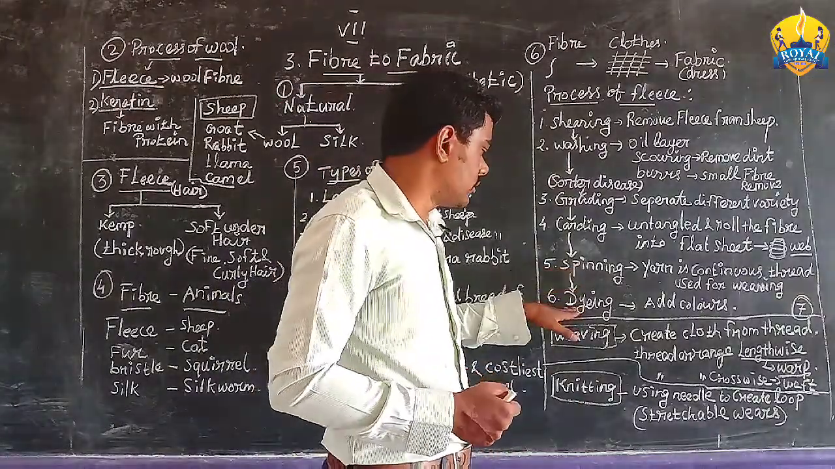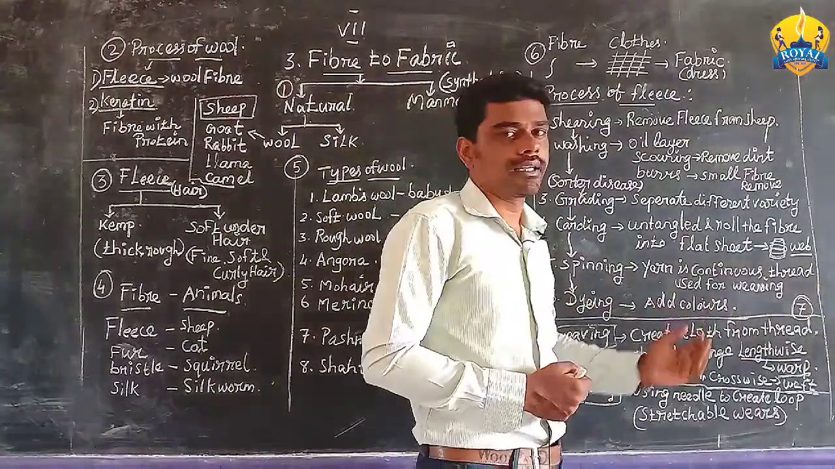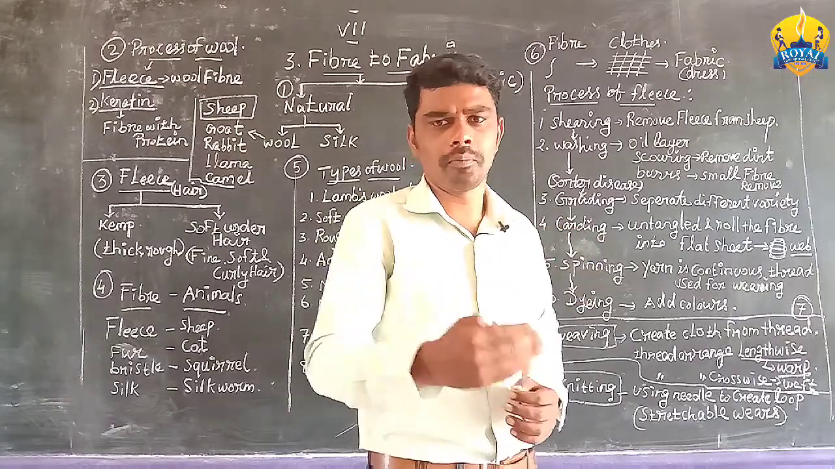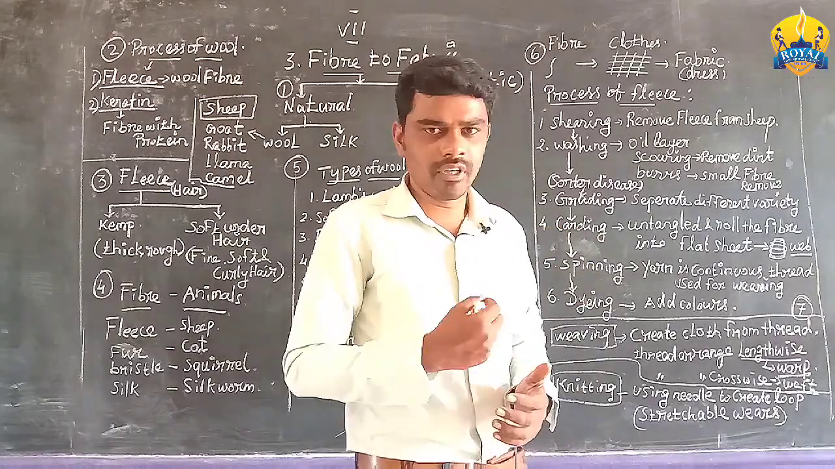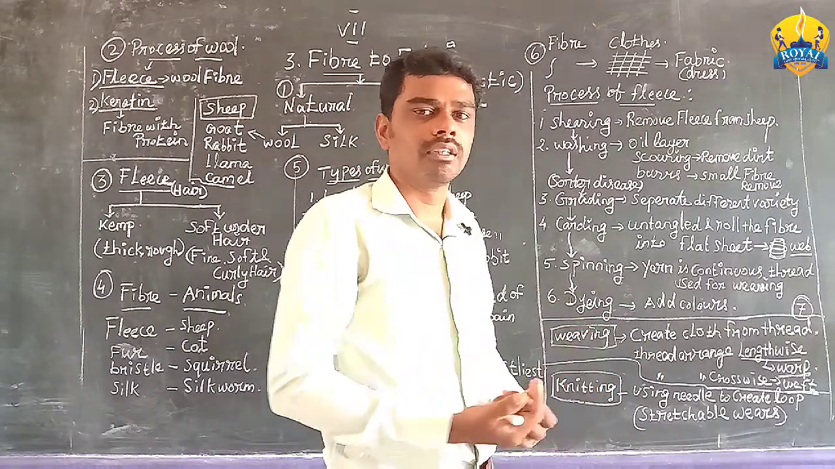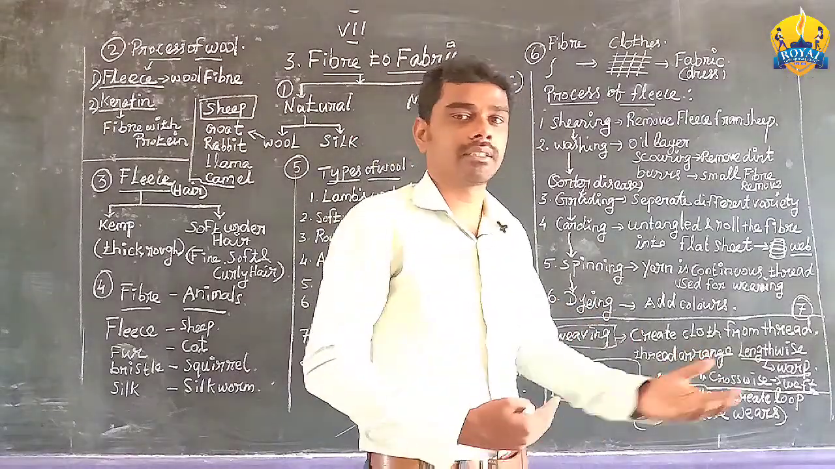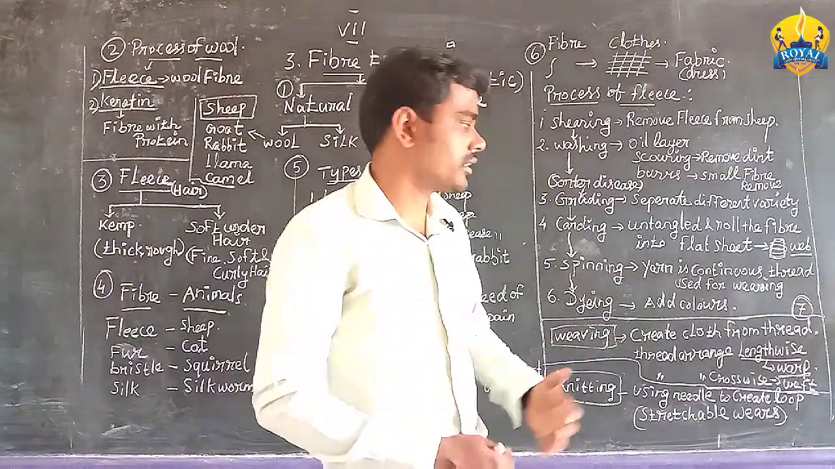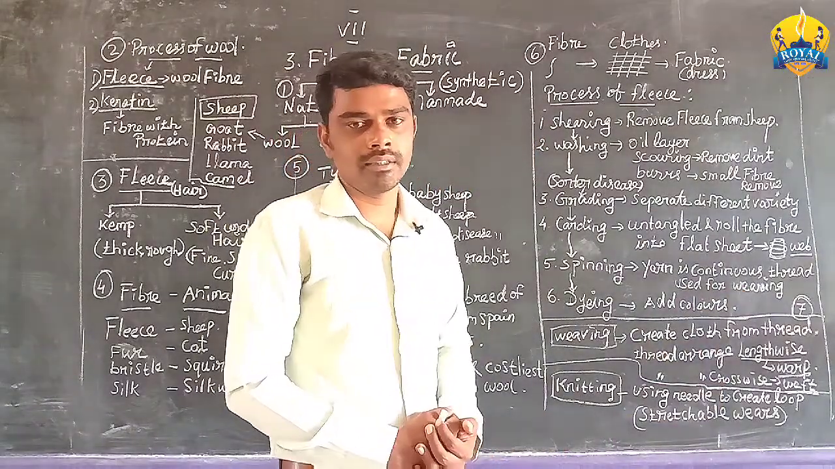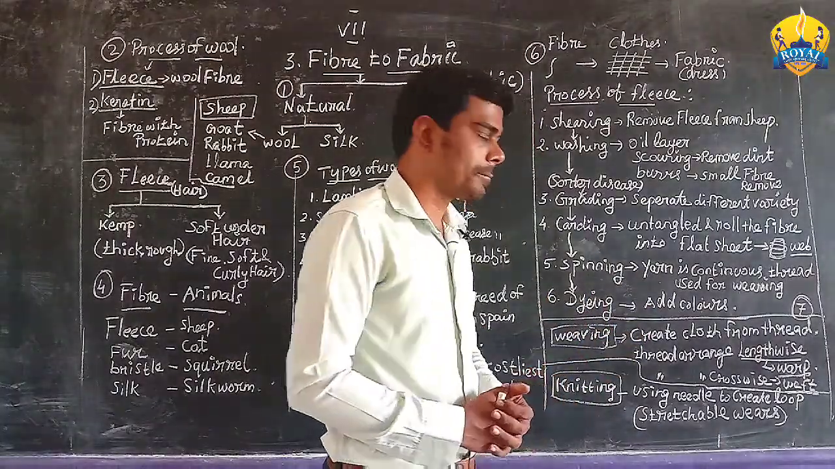Then finally, the dyeing method. What is dyeing? Here, we add colors: red, pink, blue, like that. We wear different kinds of dresses each and every day. All of these are made by the dyeing method, adding colors to the thread. After the spinning process, we add the colors to the fleece or the yarn, which is known as the dyeing method.